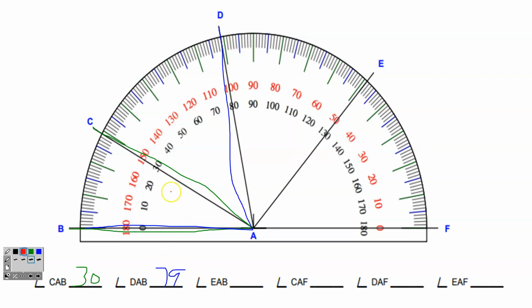How about EAB? EAB, well, that's an obtuse angle, so I want to use the measurement that is more than 90 degrees. In this case, it looks like it is about 130. How about angle CAF? CAF, that's another obtuse angle. So we want to use the angle measurement that's more than 90 degrees. So it looks like it's about 150.